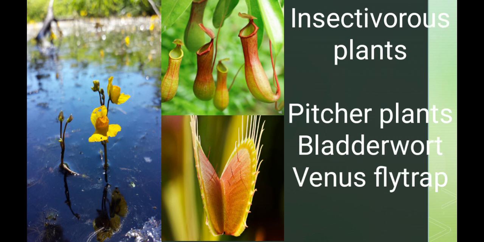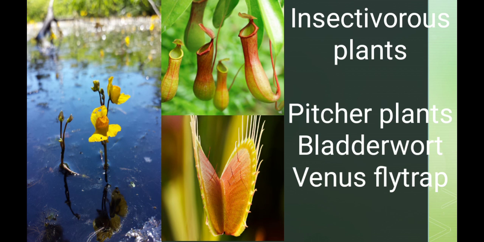Insectivorous plants. These plants grow in infertile soil where they are deprived of nitrogen, which is essential for protein formation and growth. Therefore, these plants trap and digest insects to get proteins for their development. They are as follows. Pitcher plant: the lamina, the leaf blade, becomes modified into a pitcher to capture insects.